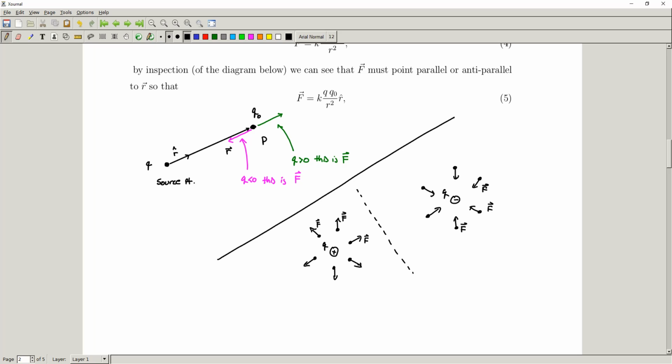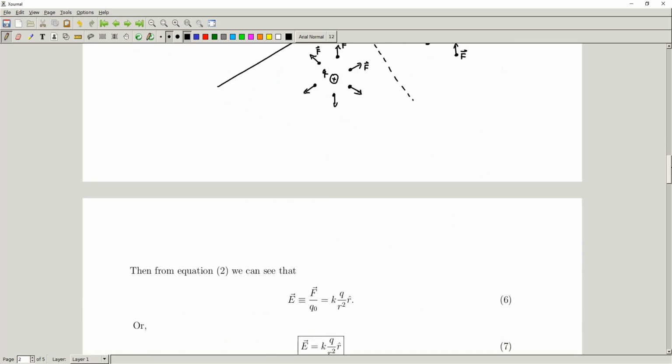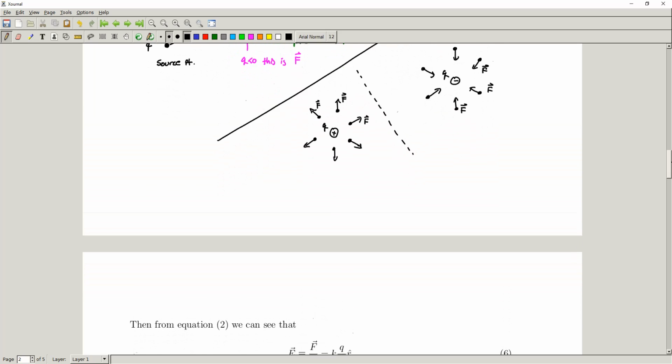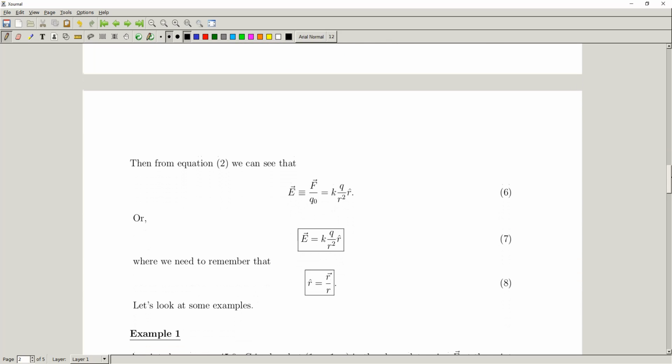If we have a negative source charge sitting at our origin here, and I place a positive test charge at any of these points, we can see that our force vector points toward our source point because we have an attractive force, right? So that's great. We can calculate the force at all these points.